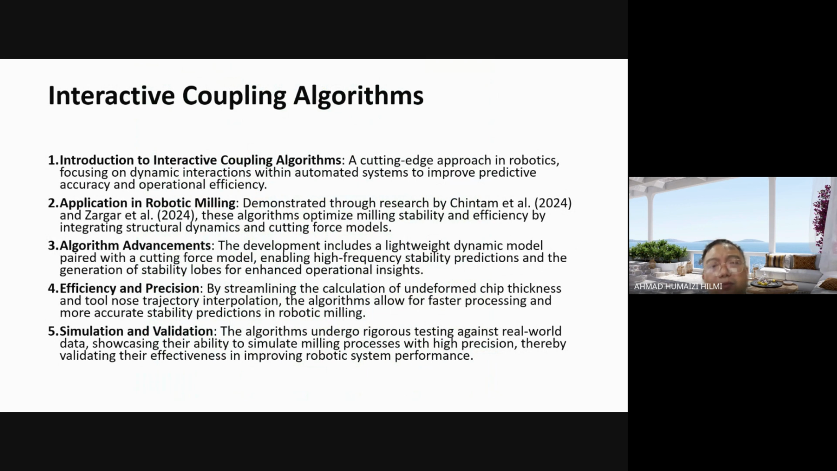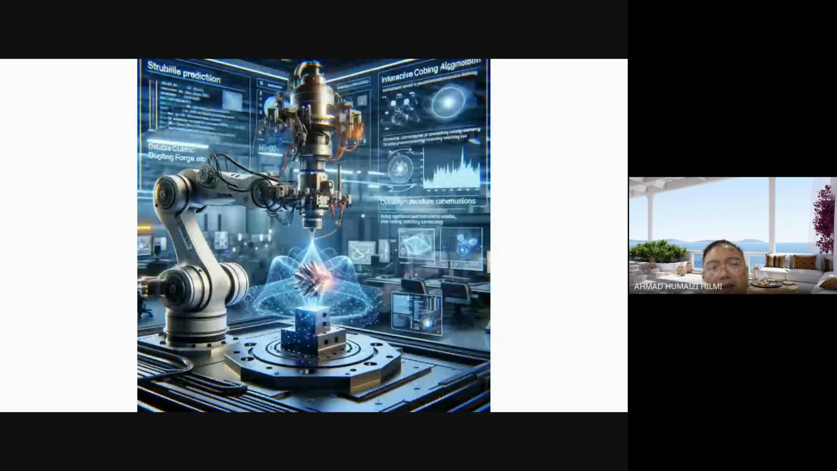Not only limited to the cutting force on the CNC machine, on the CNC robotic and milling, we can do it for many other operations as well. Okay, this is called interactive coupling algorithm. So it is illustrated by this picture.